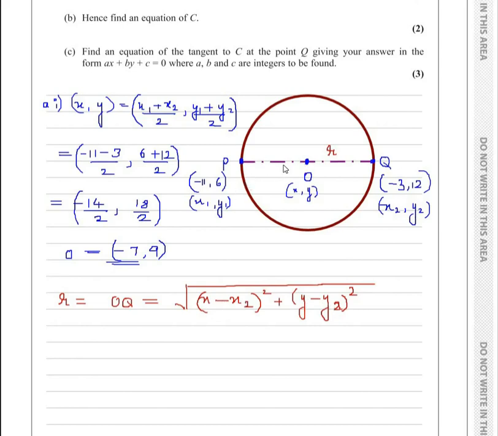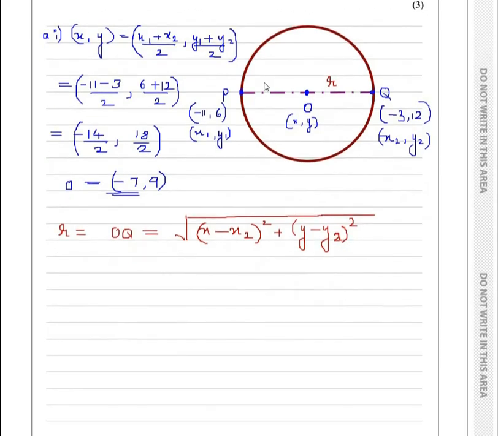Suppose if you are using OP, then it would have changed as x minus x1 the whole square plus y minus y1 the whole square. It totally depends on which side you are going to take for the radius. Both the sides will give you the same answer, same radius. So let us just substitute the values. x we have it as -7 and x2 we have as negative of -3. Now let us square it, whole square, plus y is 9 minus y2 is 12, the whole square.